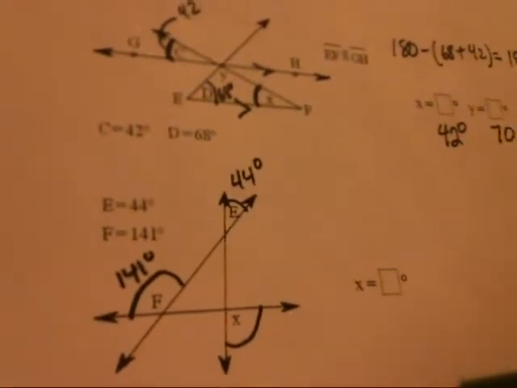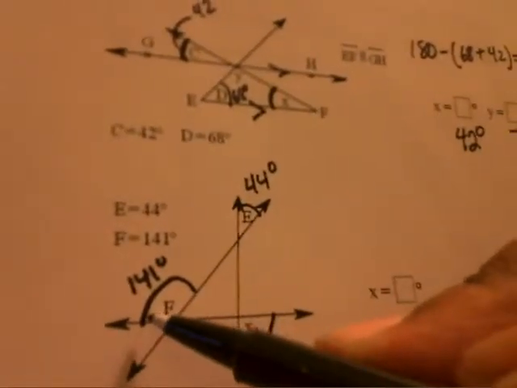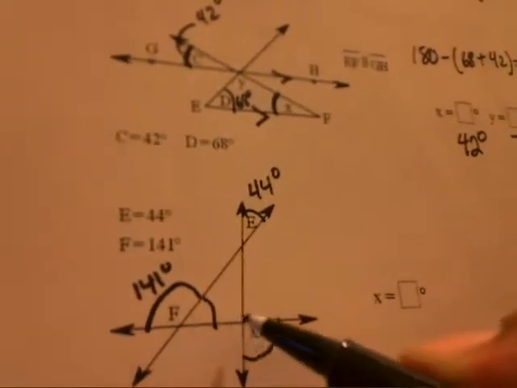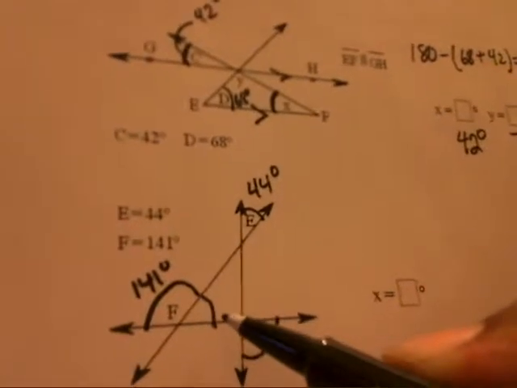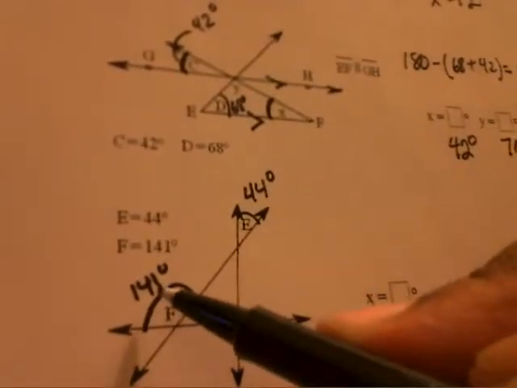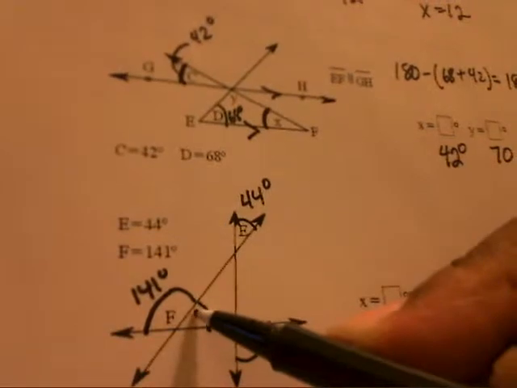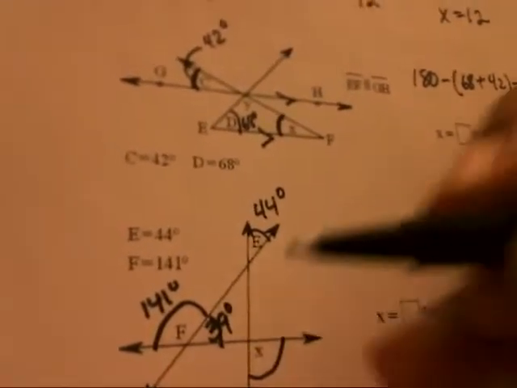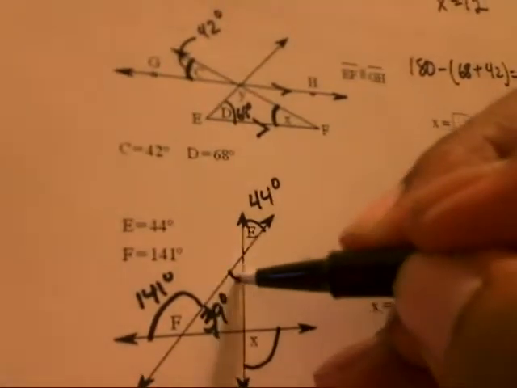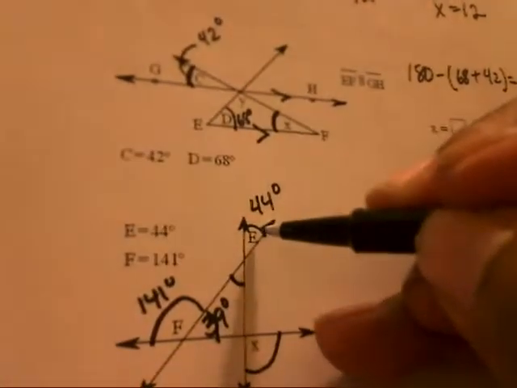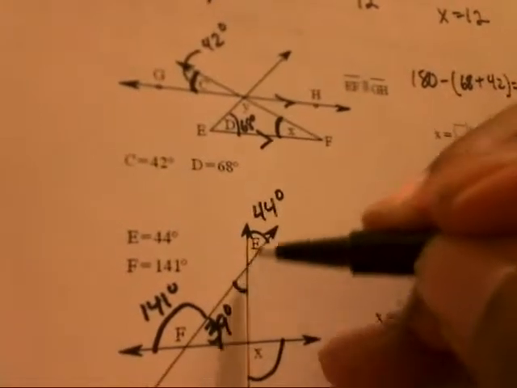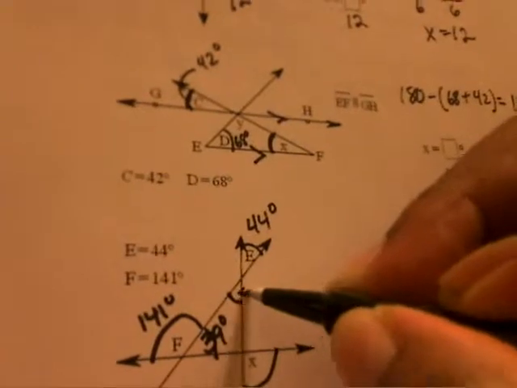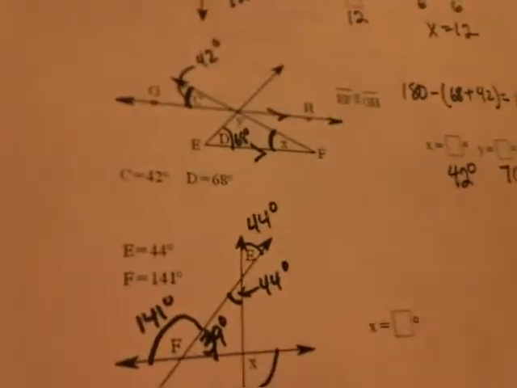Okay, this is going to take a while for this one, because let's take a look at angle F and this angle that I'm going to mark off here. Those two form a straight line. That's 180. So if I do 141 from 180, you're going to get 39. So this angle here is going to be 39 degrees. And then this angle at the top, along with angle E, are vertical angles. They're congruent. So if this is 44, then this angle right here will have to be 44 degrees.